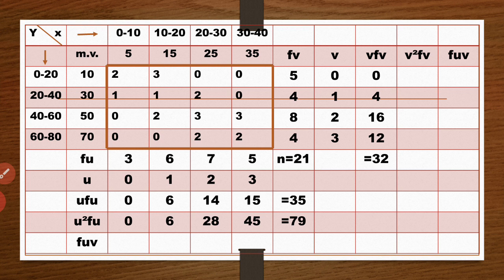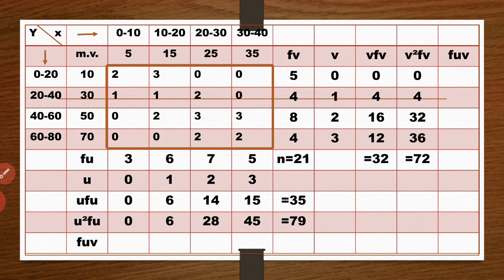Okay, similarly in the v square fv, v into vfv. So v multiplied by vfv, 0 into 0, 0, 1 4s are 4, 2 16s are 32, 3 12s are 36, and the total is 72. V square fv is equal to 72. Okay, so you get the answer of u square fu 79 and v square fv is equal to 72.